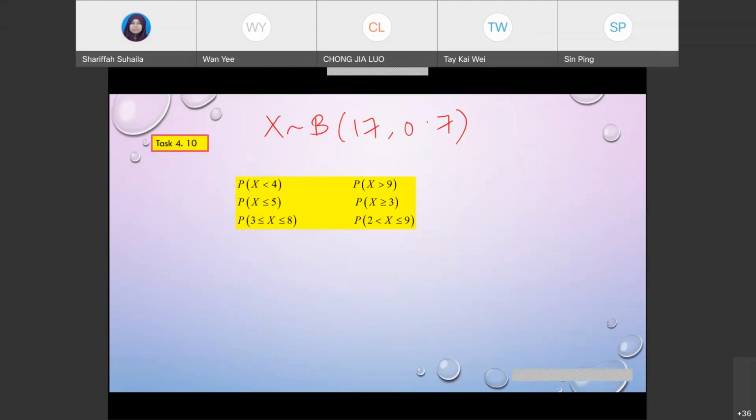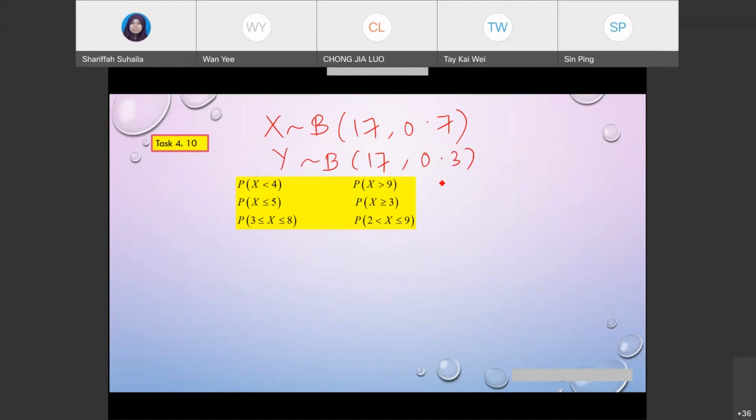Then we have this one. X is distributed as binomial with n equals 17, and pi equals 0.7. When we refer to this, pi equals 0.7 is not in your stats table. So what you should do is use a different variable. You can use Y, Z, W, or whatever. Let's use Y. Y is binomial, n equals 17, and now your pi becomes 1 minus pi, so 0.3.